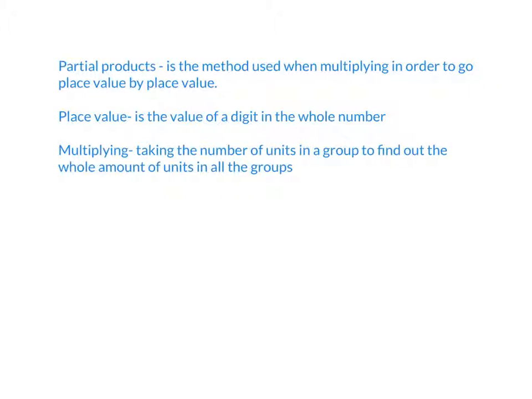The partial products method is the method used when multiplying by going by place value. I'll show you an example of that on the next slide. Place value is the value of a digit in a whole number, and multiplying is taking the number of units in a group to find out the whole amount of units in all the groups.